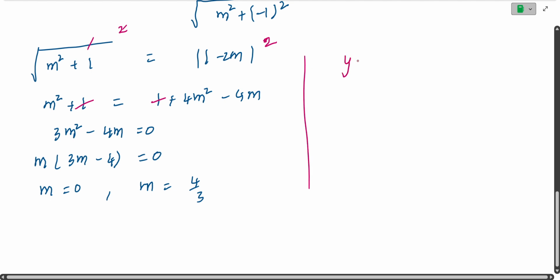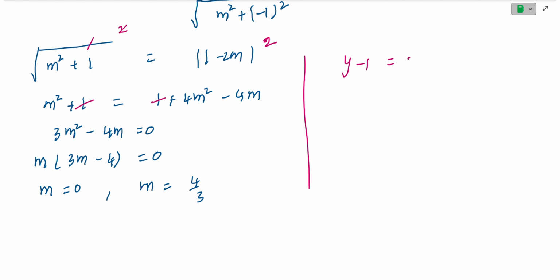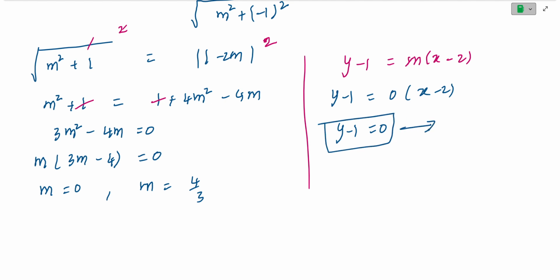y minus 1 is equal to m times of x minus 2. So in the place of m, you substitute 0 for one condition. So I'm going to substitute the m value 0. y minus 1 is equal to 0 into x minus 2. So we are going to get y minus 1 is equal to 0. This is the equation of one tangent. So the other tangent will be y minus 1 is equal to, m value is 4 by 3, into x minus 2.